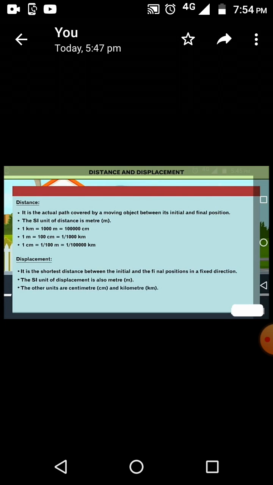Displacement. It is the shortest distance between the initial and the final positions in a fixed direction. The SI unit of displacement is also meter. The other units are centimeter and kilometer.